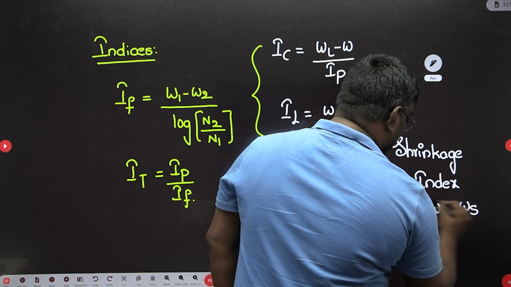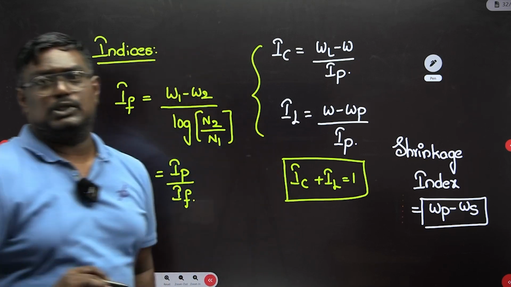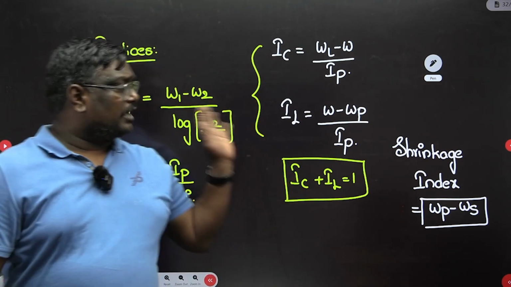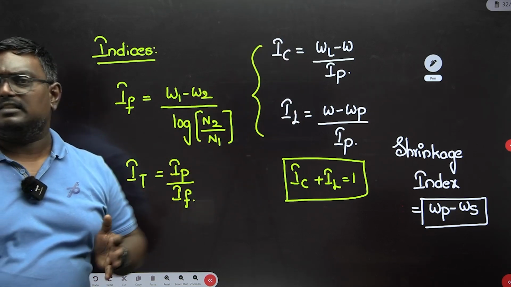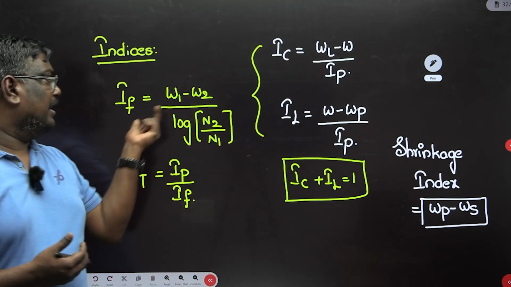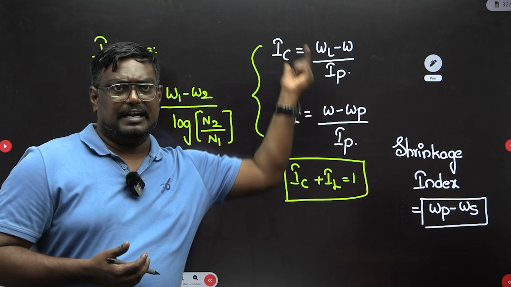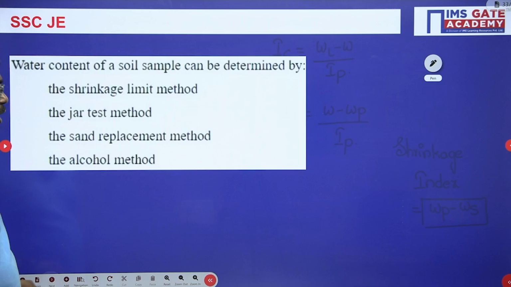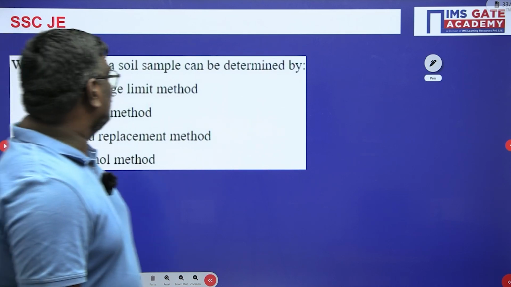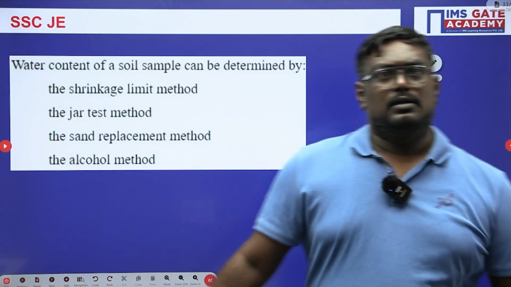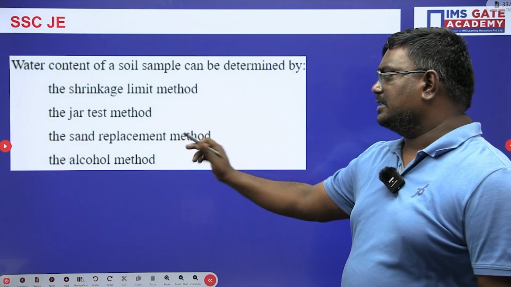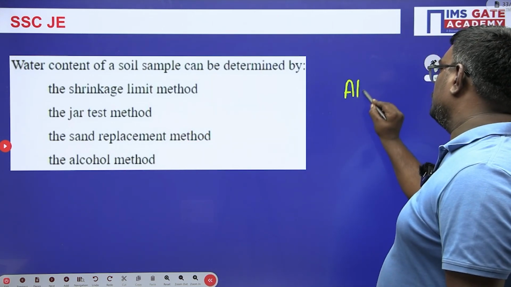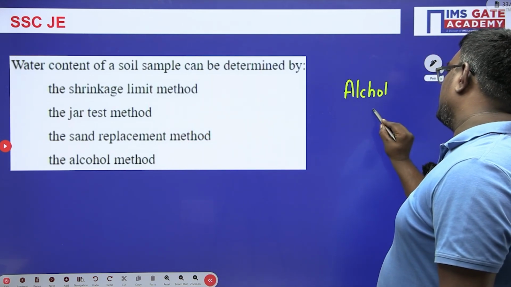So, my dear students, I am giving you a generic opportunity also. If there is a question, I am giving you the concept related to that. These are all the important indices. They can ask you any index, sir: flow index, toughness index, liquidity index, consistency index, or the shrinkage index. I hope you are clear. Now, water content of the soil can be determined by the shrinkage limit method, jar test, sand, but straight away the answer is the alcohol method.